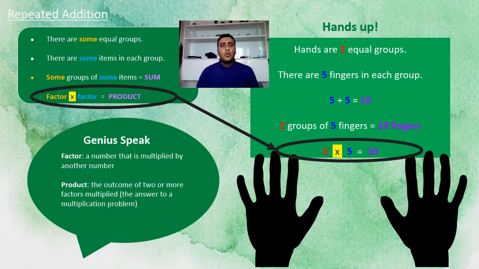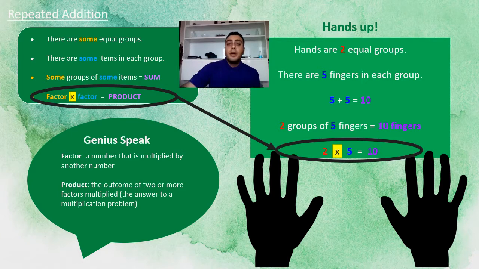Now, 2, what is 2? Remember, we have two hands, right? So 2 hands times how many fingers in each hand? 5 equals to 10. So we use multiplication to make it easier.